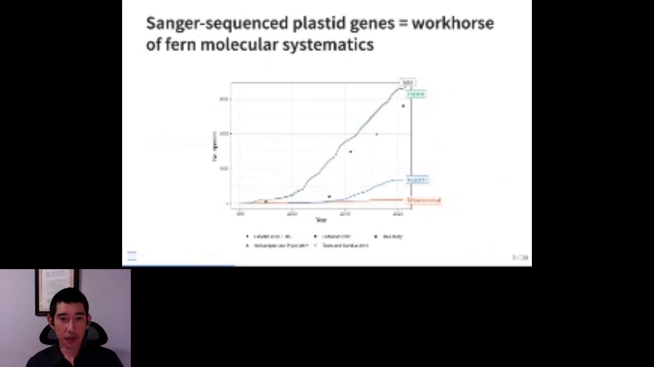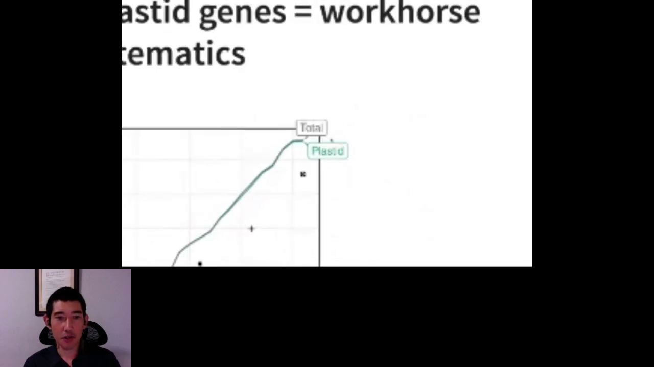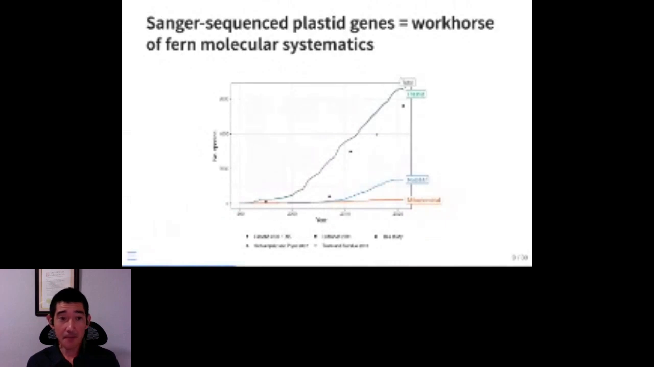One thing that I want to mention before moving on to the methods is that Sanger sequenced plastid genes have really been the workhorse of fern molecular systematics for the past 20 to 30 years. This chart shows the number of fern species in GenBank since 1990. Of course, we see that it's steadily increasing. You'll also notice that I've split this up by genomic compartment: plastid, nuclear, and mitochondrial. Plastid sequences account for, by far, the vast majority, in fact almost the total of all species in GenBank. So if we're trying to build a maximally sampled fern tree, plastid sequences are going to be the data source of choice.